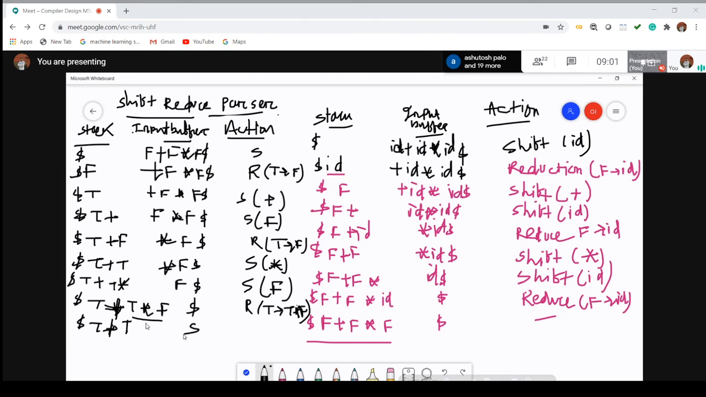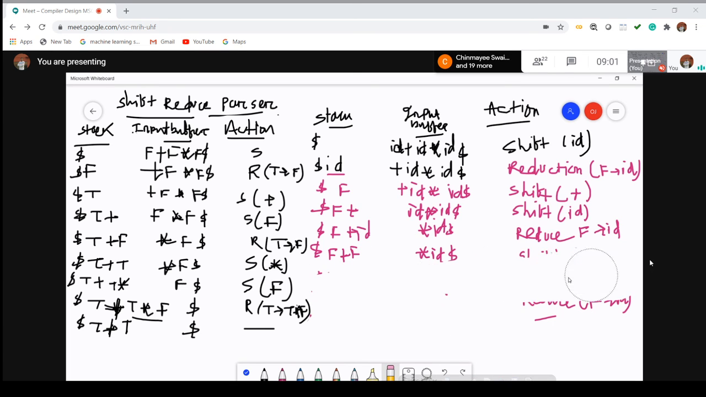So here it is dollar. There is no production, so phase number 2 is completed. Then we have to check phase number 3. The output of phase number 2 will pass into phase number 3. Let me write over here: the output of phase number 2 is for phase number 3.